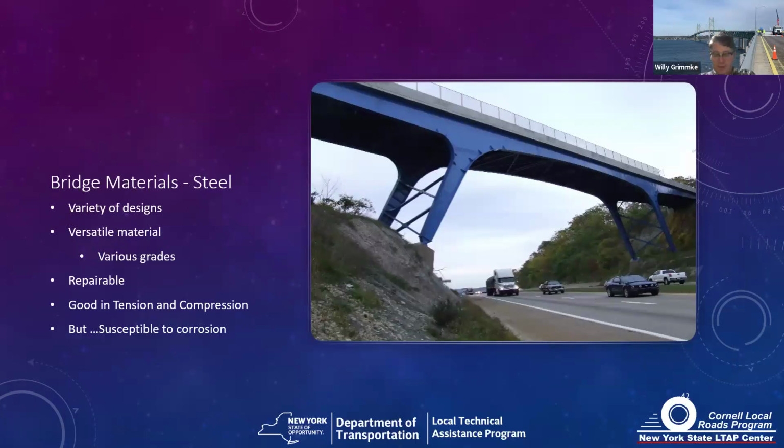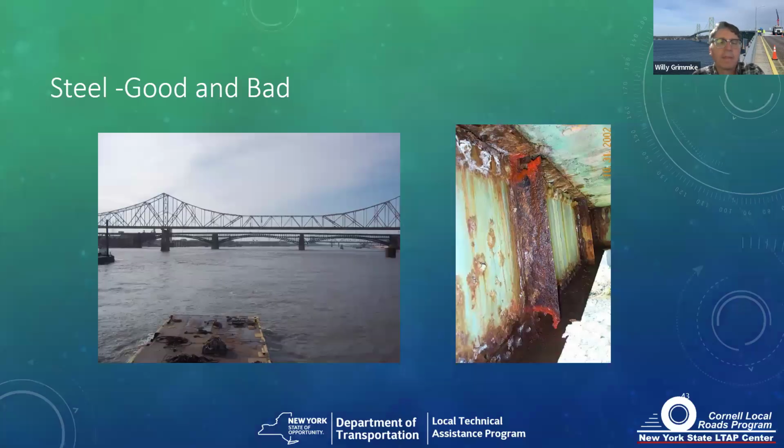Steel, for example, you can do a variety of things with it, a variety of designs. It's versatile. Strength has improved over the past century or so. I liked having steel bridges in my inventory. It was easy to fix, as long as you maintain it. But the downside of steel is that it is susceptible to corrosion, and that is the Achilles heel. So you need to keep your steel bridges clean, keep water away, and maintain your coatings.